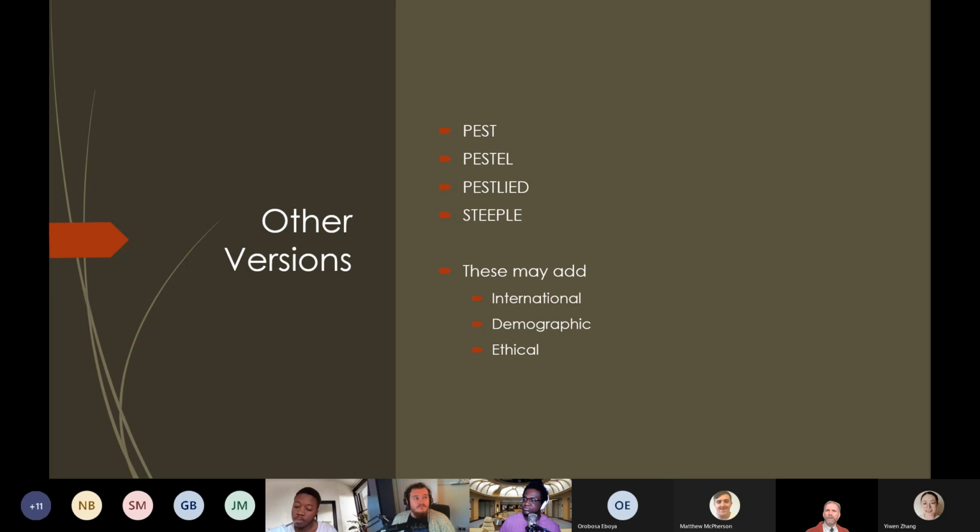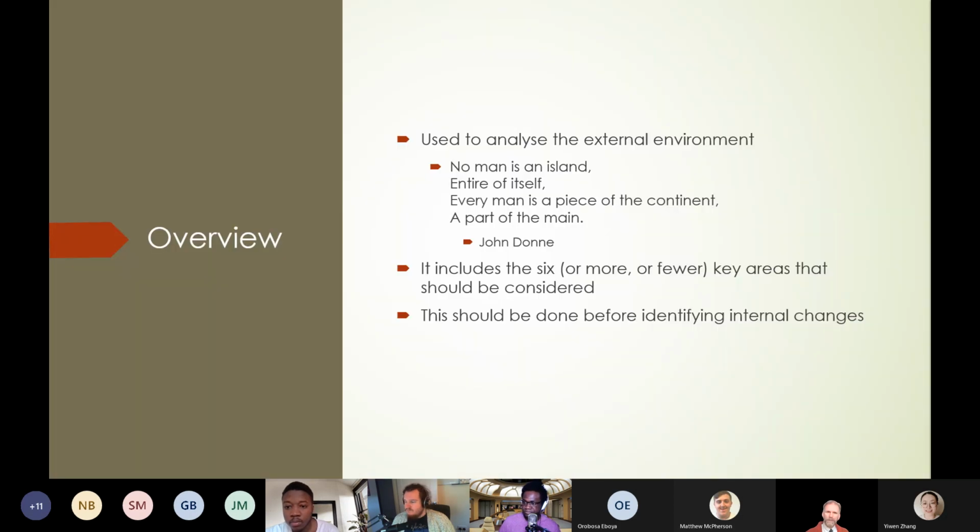So I won't talk about the IDE ones. We'll stick to the Pestle ones. But remember, there are other approaches and other ways to go. So when you see all these, it's the same kind of thing. It's taking account of particular items and how that might affect you.